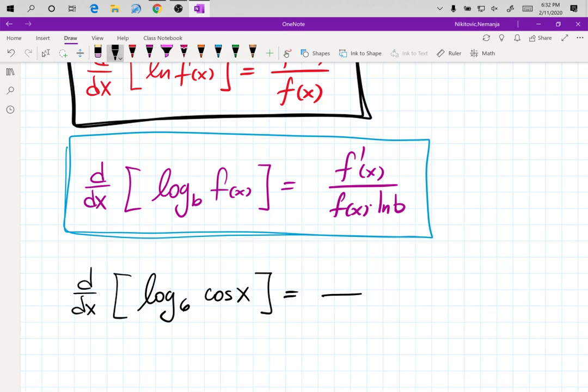Control C, Control D in the denominator. The derivative of cosine is? Negative sine. And then we also have ln 6.